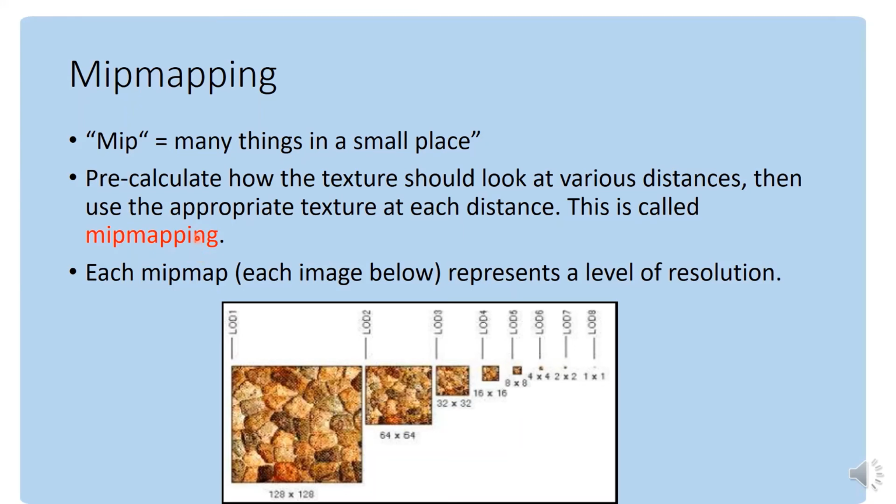It is based on how the texture should look at various distances. There is a variety of distances, and it will use the appropriate texture at each distance. That means a variety of distances together with a variety of textures, a variety of texture elements at each distance. And each MIP map, based on this figure below, represents a level of resolution. As you can see from this figure, there are many levels of resolution or many levels of texture, based on how it should look at various distances.